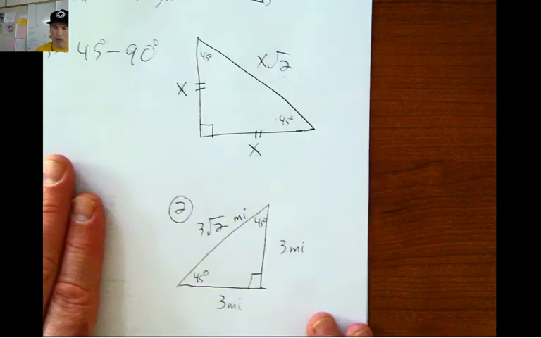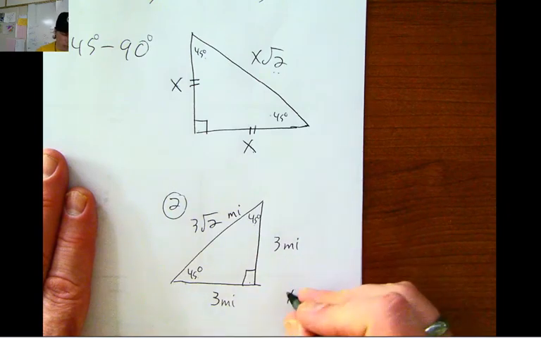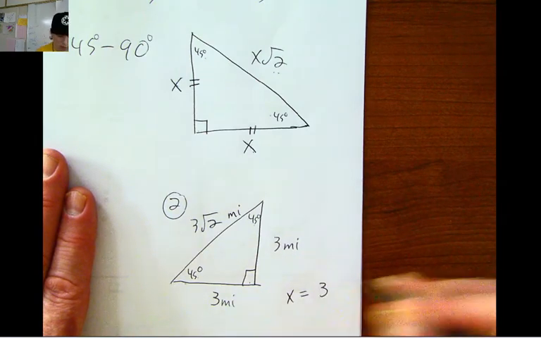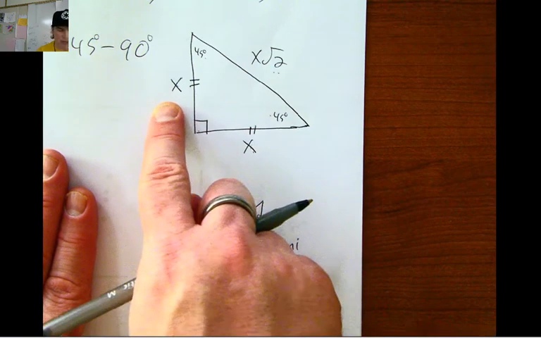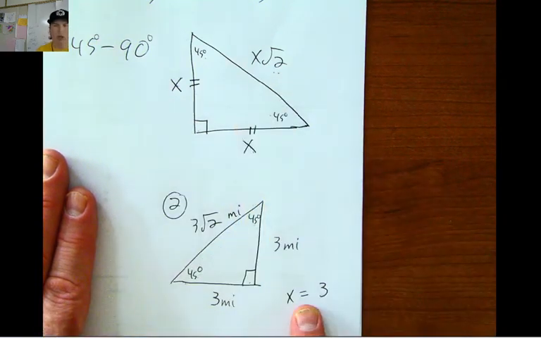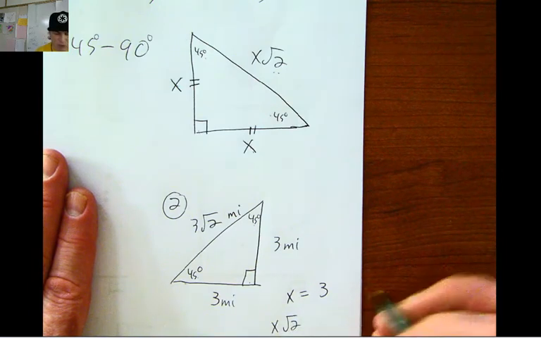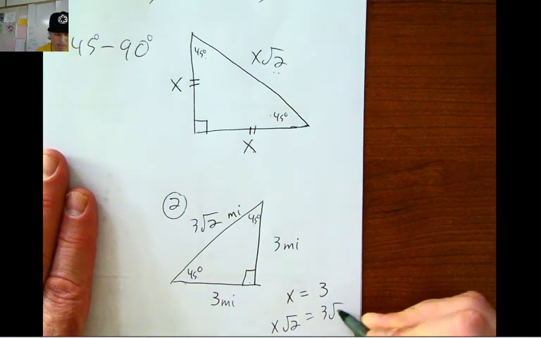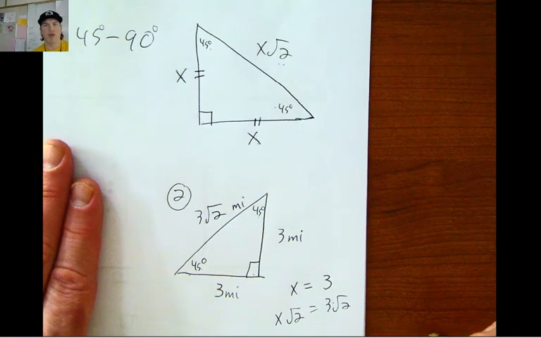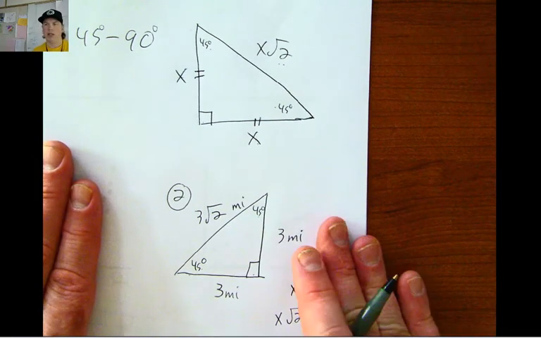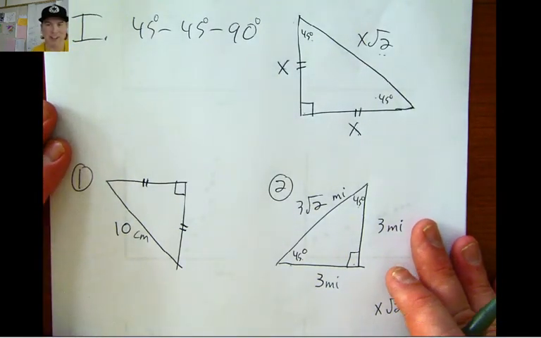Thinking about this algebraically, the x was equal to 3, or 3 miles. And then if you want to get algebraically from x to x root 2, you would multiply both sides of the equation by root 2. So this becomes 3 times square root 2. Algebra at its best.